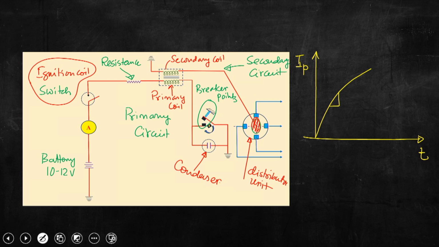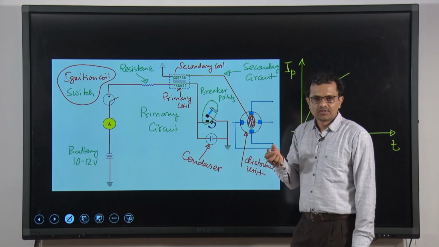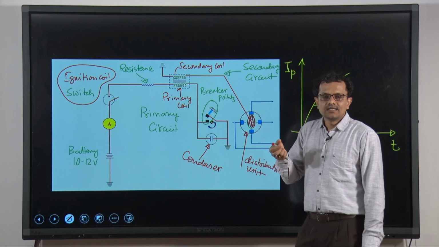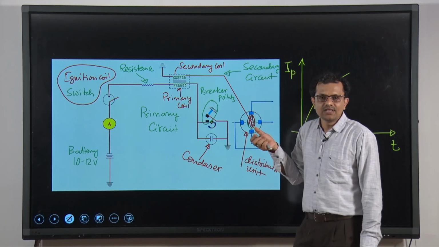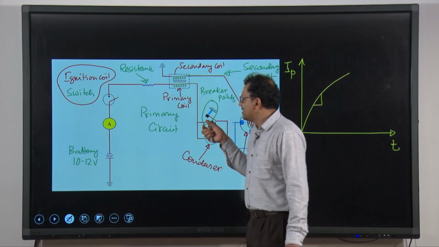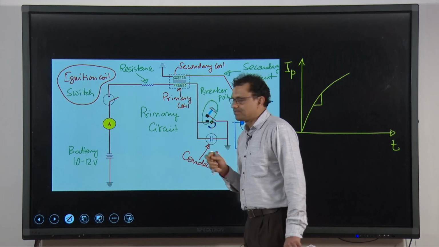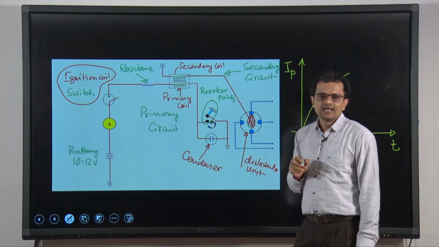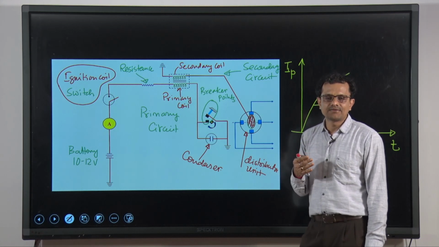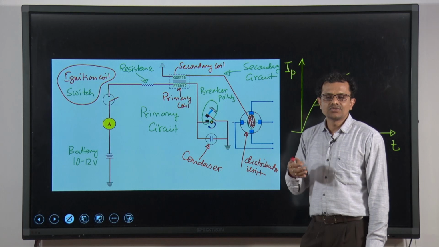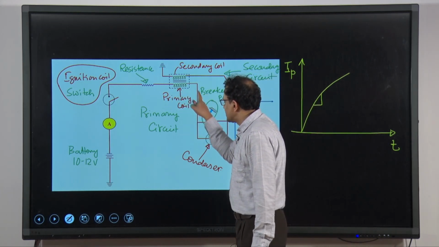So, the cam will again open these breaker points, so they are getting disconnected. If we open the breaker points, then whatever magnetic field was induced in this ignition coil will collapse suddenly, and because of this collapsing of the magnetic field, a current will again be induced. So, this is the electromagnetism.